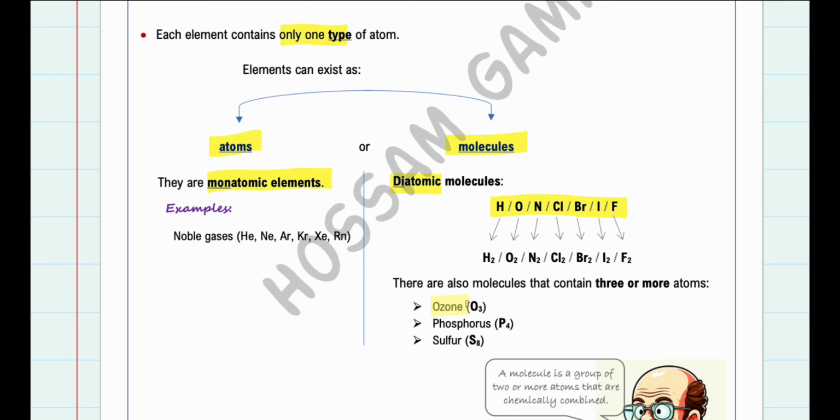Ozone exists in nature as 3 atoms of oxygen together in one unit, phosphorus 4 atoms in one unit, and sulfur 8 atoms in one unit.